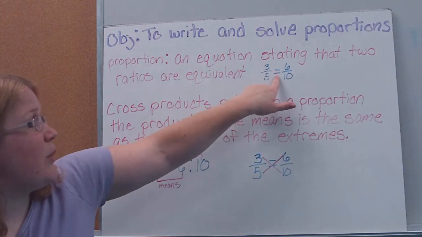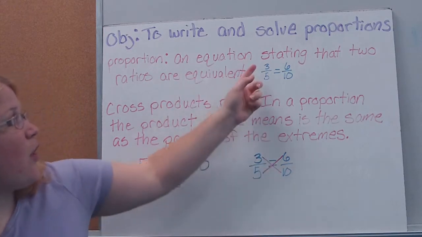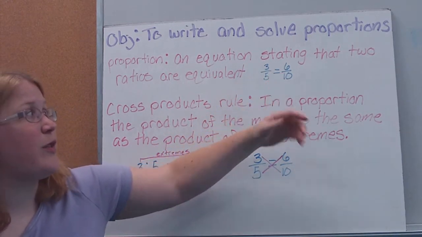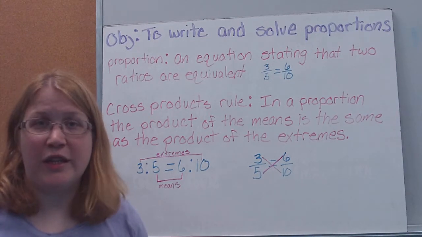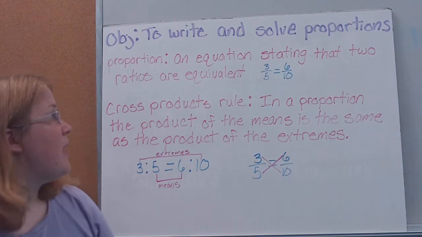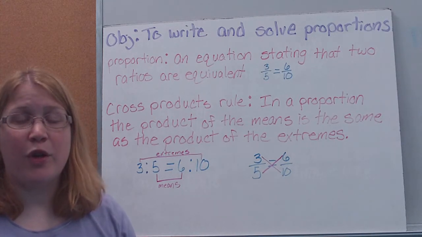We call it an equation because it's got an equal sign. I'm telling you that two values are equal. So 3/5 forms a proportion with 6/10, meaning these are two equivalent ratios. That's all it means. How can we determine if two numbers form a proportion?